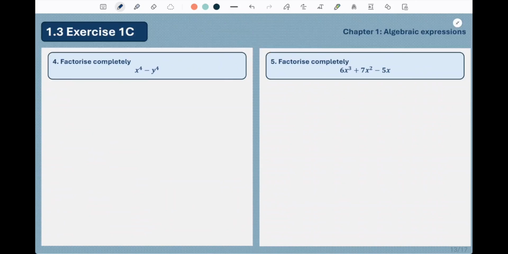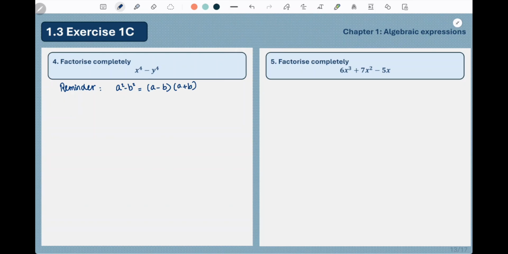Hi again. Today we're going through factorizing again. So, factorize completely x to the power 4 minus y to the power 4. I'm going to give a little reminder from the previous session. If we have a squared minus b squared, it can be written as a minus b, a plus b.